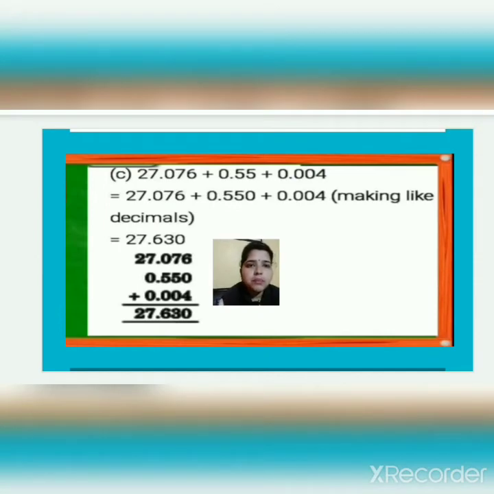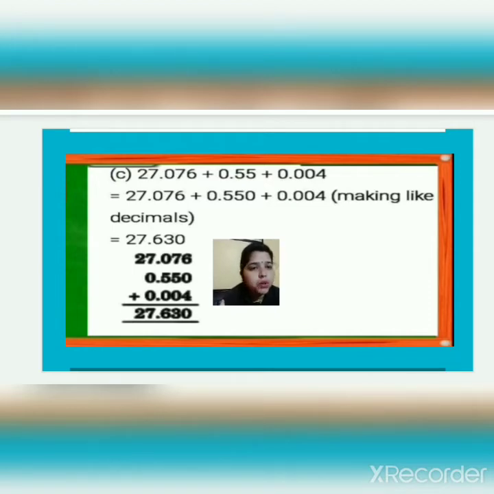Moving to the C part, we have 27.076 plus 0.55 plus 0.004. Okay, we are having these numbers, so we need to make them like fractions. Okay, the first number and the last number have three digits after the decimal point, but the middle number has only 2 places after the decimal point. So we have to increase 1 zero, right? So all will become like decimals. So we are having numbers 27.076, 0.550, 0.004.